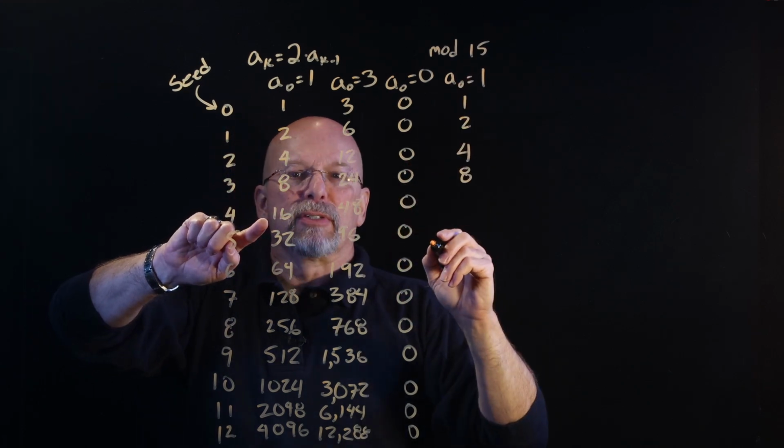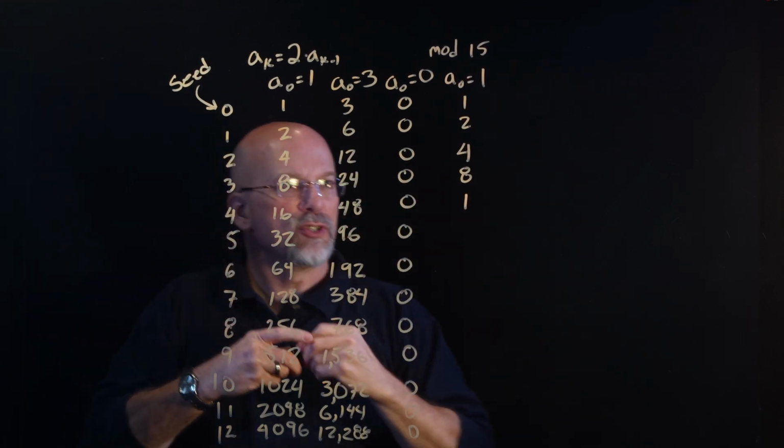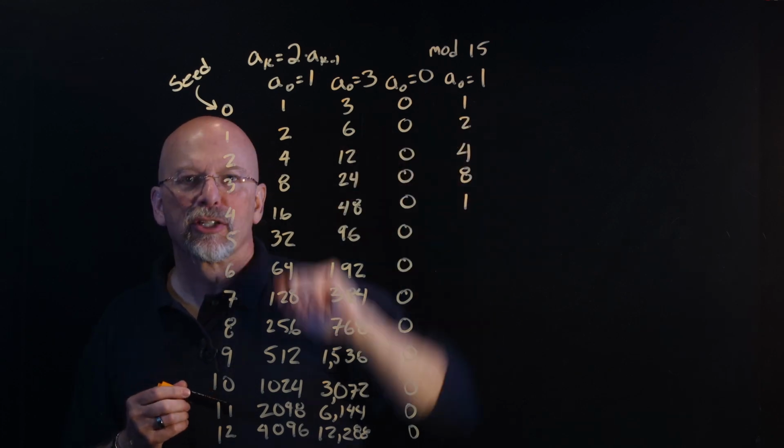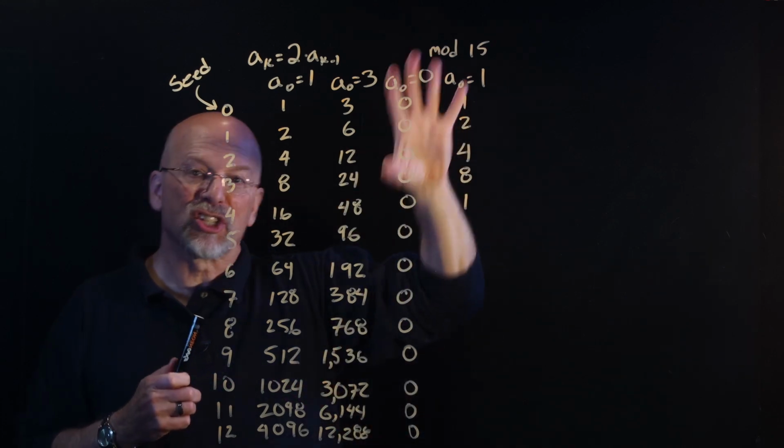16 divided by 15 gives you a remainder of 1. And what you see is we looped back to our initial value. And what we've got is a cycle here.